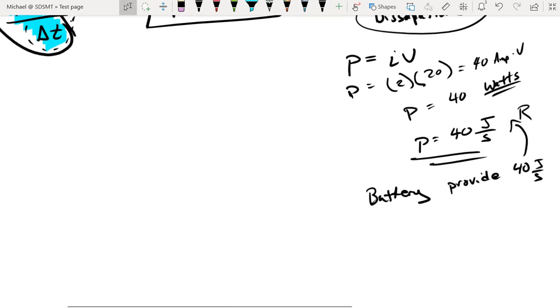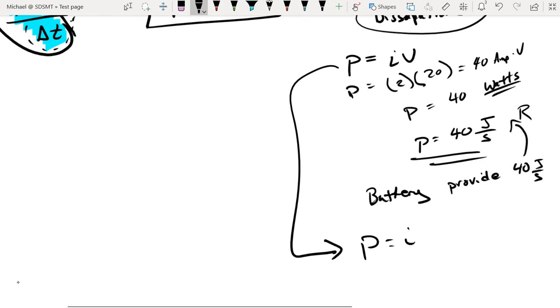And that is something that we can confirm by using the exact same expression, because this expression for power is not just for resistors. I can ask, what's the power associated with the battery? Well, two things I need to know. How much current is the battery providing? Well, I know that. It's 2 amps. And what's the potential associated with the battery? It's 20 volts. So, 40 joules.